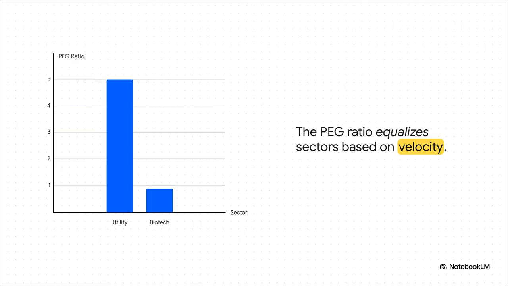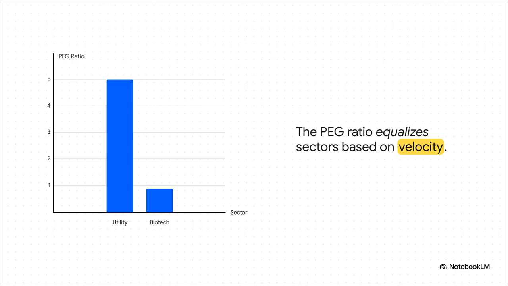And applying a brutal quantitative filter shows this instantly. A supposedly safe utility company with a PE of 25 and a sluggish 5% growth rate yields a highly toxic PEG of 5.0. It is a massive overvalued trap just wrapped in this illusion of safety.